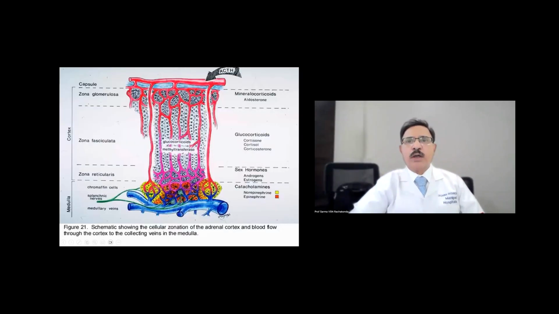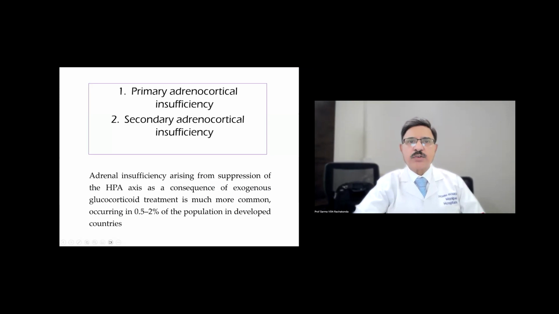Zona glomerulosa is the topmost layer of the adrenal cortex, producing the mineralocorticoid aldosterone. Zona fasciculata is the zone which secretes the corticosteroids, cortisone, cortisol, corticosterone. Just below that is the zona reticularis, where the sex hormones, androgens and estrogens, are produced. Below that is the medulla, full of chromaffin cells, and these chromaffin cells produce catecholamines, adrenaline and noradrenaline. So this is the total schematic architecture.